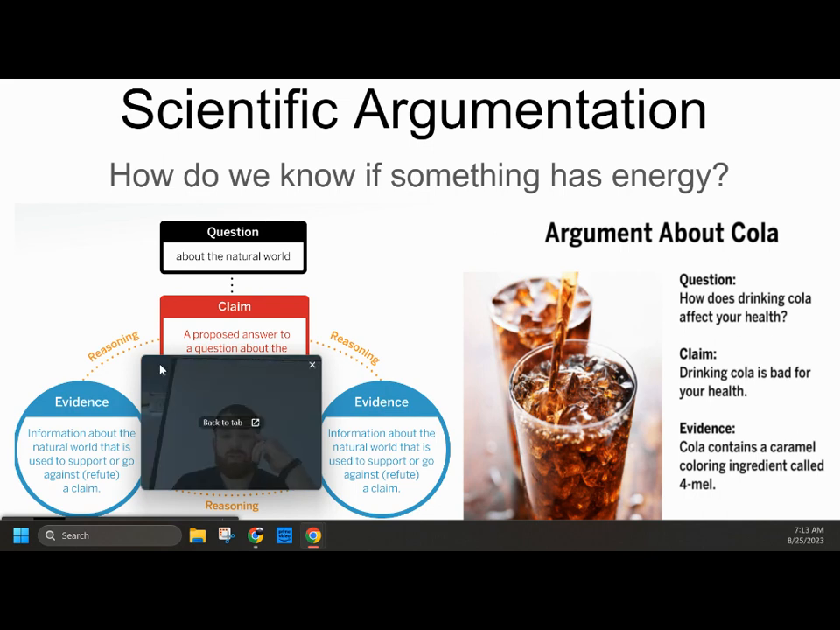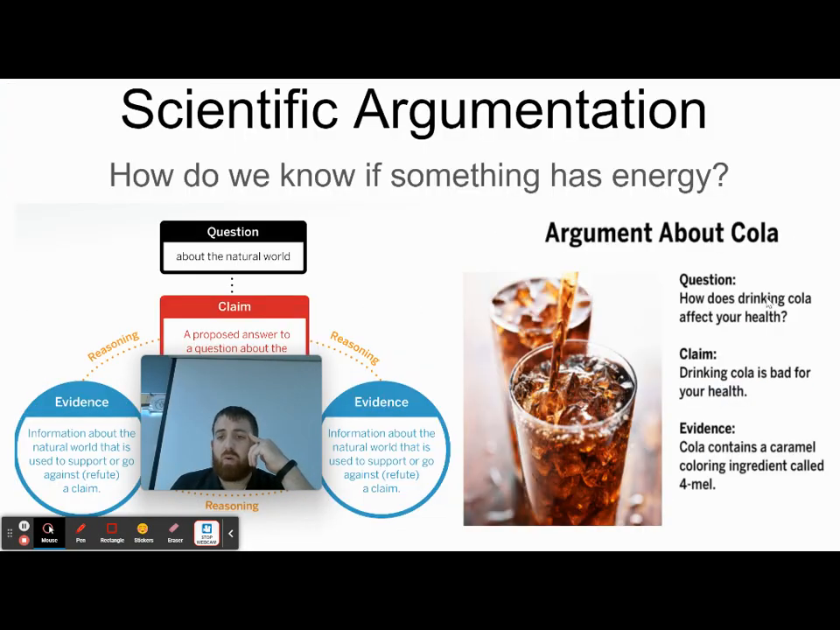If you remember, we looked at how drinking cola affects your health, and we looked at some evidence, and we decided that this argument was not very strong. As scientists, we use different tools like reasoning tools and data tables to help us construct our ideas and explain our thinking. So today we're going to look at how we create a scientific argument using our reasoning tool.